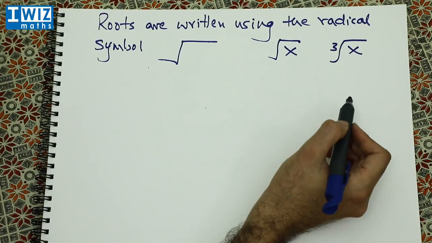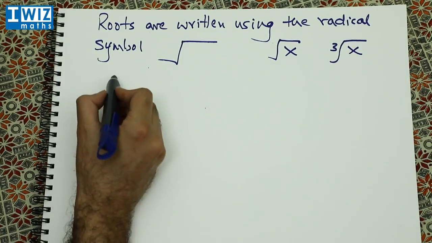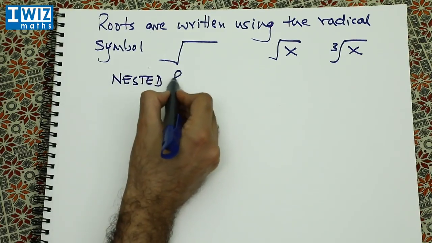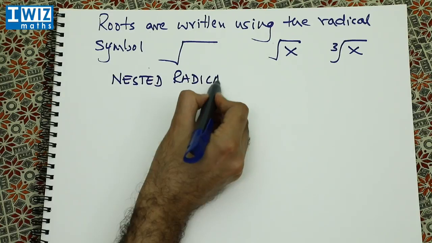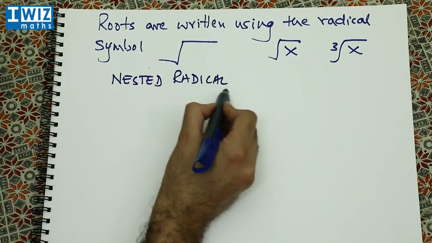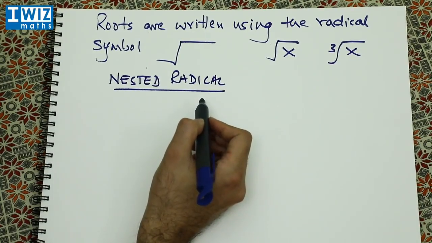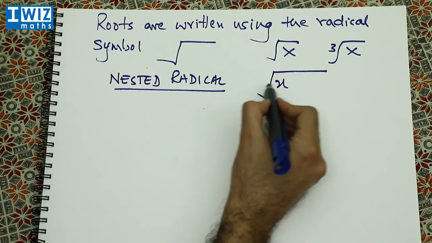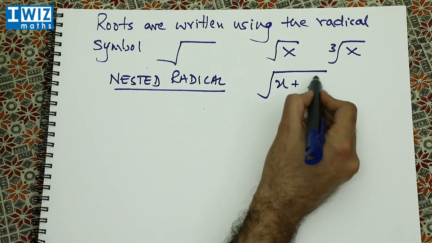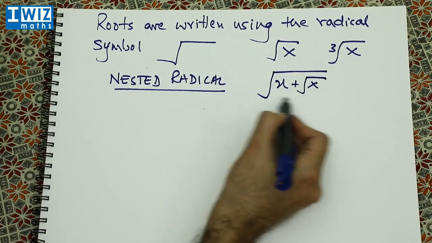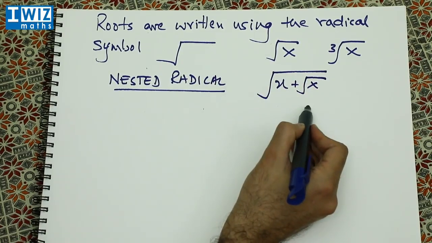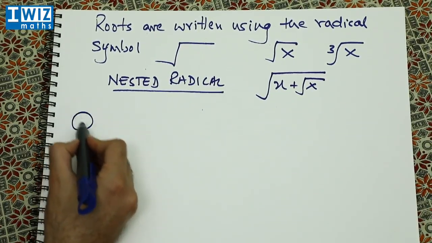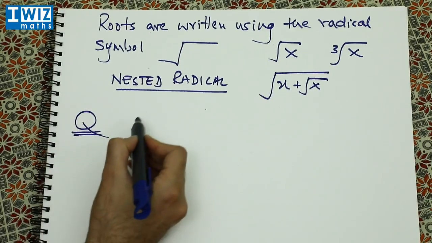The question that we have here is related to a nested radical. A nested radical is a radical within a radical. So for example, if we had the square root of x plus the square root of x, that's an example of a nested radical. So the question that we have at hand is the following.